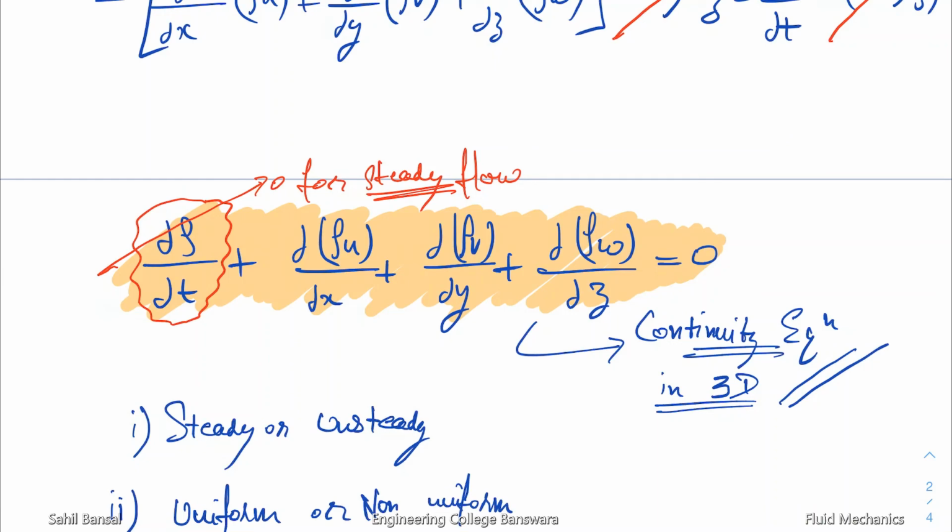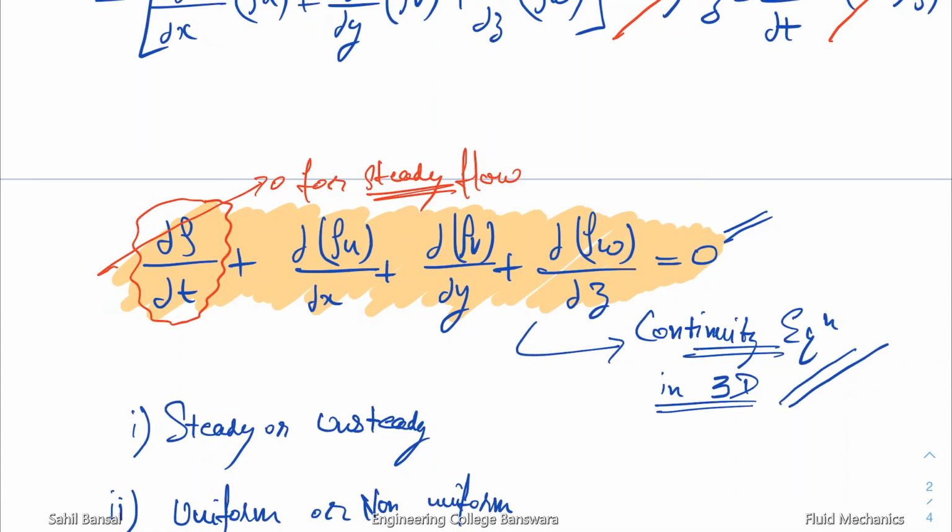Fine. You can apply this if you can remember this equation. You can apply it in 2D flow or in 3D flow. It's applicable to both. So I will advise you to remember this equation: del rho by del t plus del rho u by del x plus del rho v by del y plus del rho w by del z is equal to 0. That's the continuity equation in 3 dimensions.